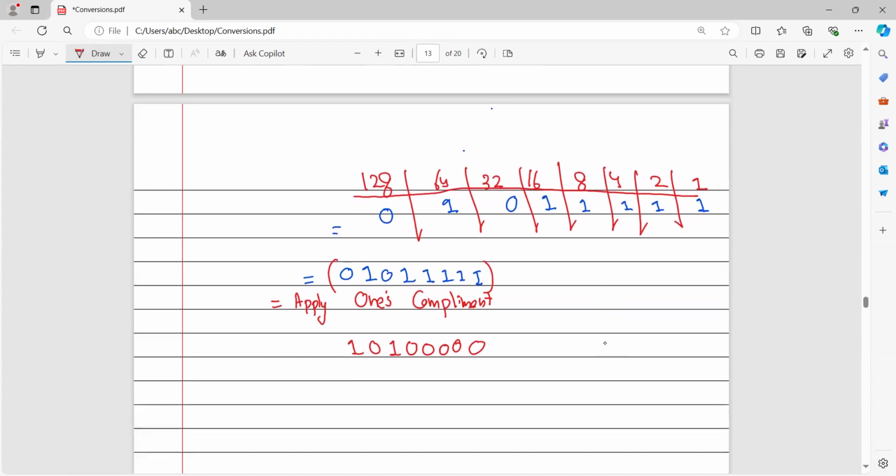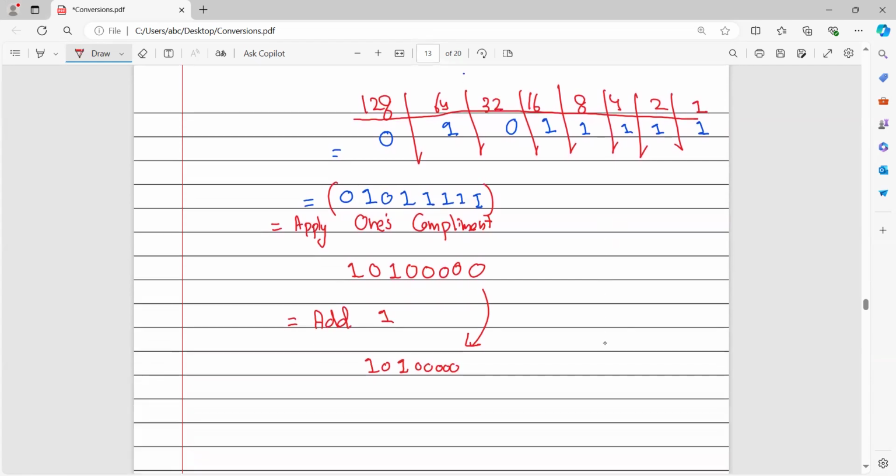Now, the third part says that you need to add 1. So I'm going to copy it right here, 1, 0, 1, 0, 0, 0, 0, 0. And I'm going to add a 1 here. So this is going to be 1, 0, 1, 0, 0, 0, 0, 1. This is my final answer of the negative 95.